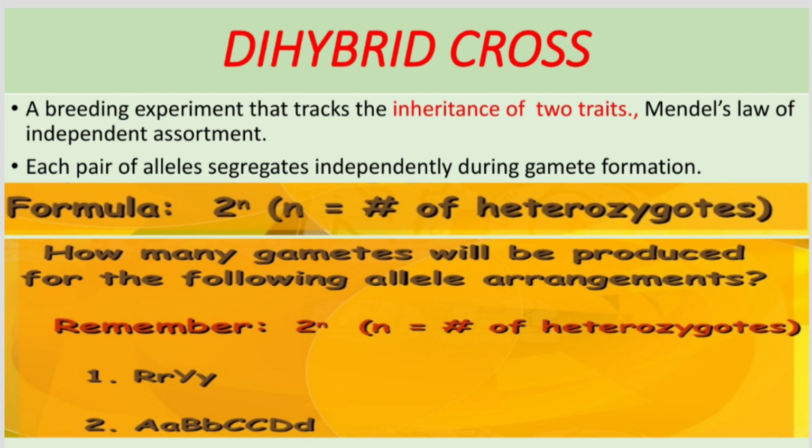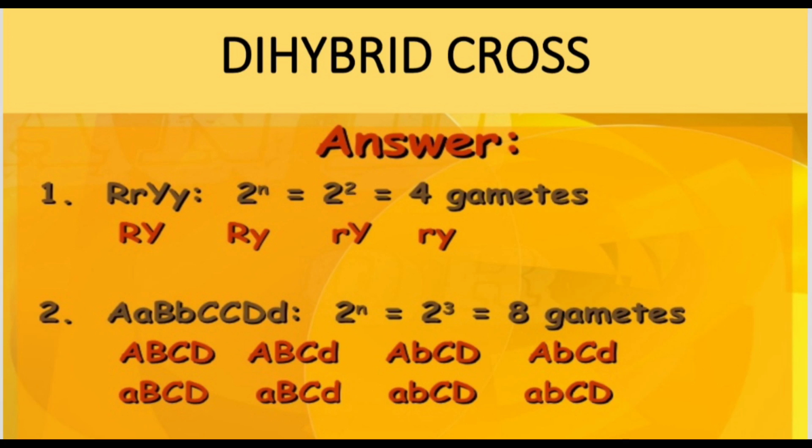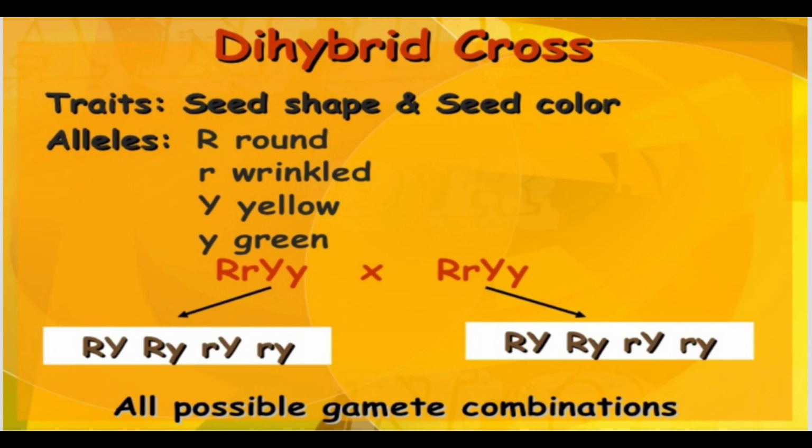For this, there is a formula, 2 raised to the power n, where n is the number of heterozygotes. Below are the given 2 questions: R, small r, Y, small y, and AA, BB, CC, DD. So you have to find the answer for this. So these are the answers. Because the 2 traits were given in the first part, 2 raised to the power 2 will be 4 gametes. And 3 traits are given for the second part, so there will be 8 gametes.